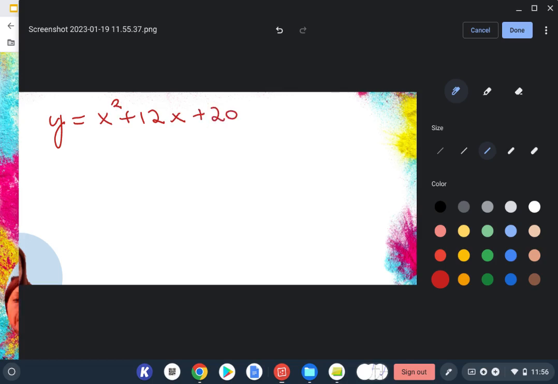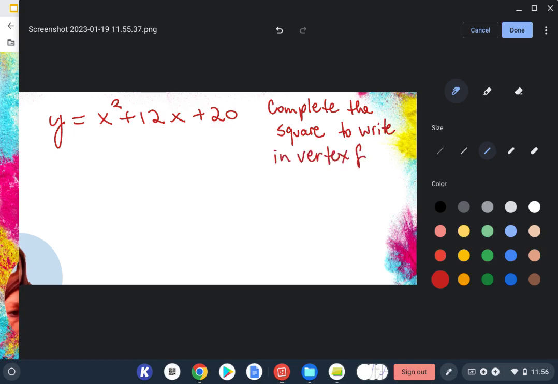So you will need to write this in vertex form. Okay? Complete the square to write in vertex form. That is the goal. So you have to know what vertex form looks like and what the goal is. Okay, so let's just set the expectation.